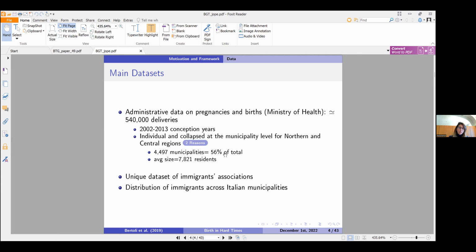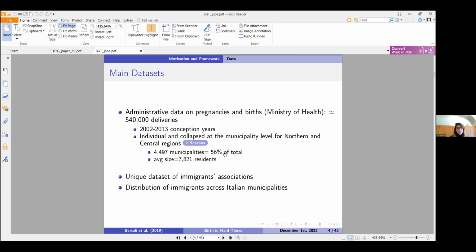We work with individual data, but we also collapse them at the municipality level. Among the main information that we have are the municipality of residence of the mother and also the ethnicity of the mother. So that's how we can distinguish immigrant from Italian national newborns. And we use the municipality level to be able to identify or capture the effect of the Great Recession.